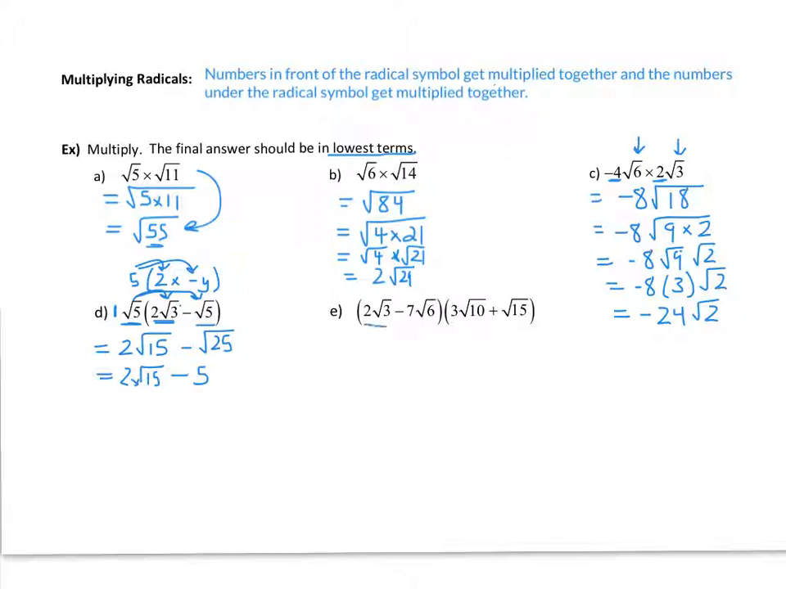Part E, you've got a binomial times another binomial. It's just like your algebra skills. We're going to take this first term of 2 root 3 and it's going to multiply both terms here, and then the minus 7 root 6 is going to multiply both of the other terms, the root 3 root 10 plus the root 15. Why don't you put me on pause and you try that, see if you can manage through that for practice, and then you can check.